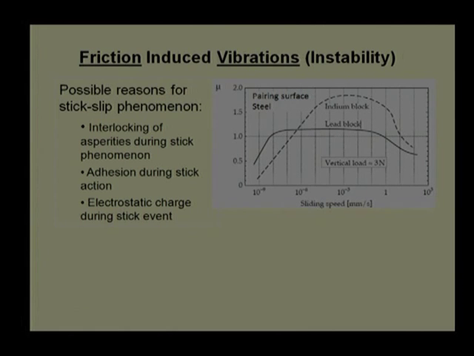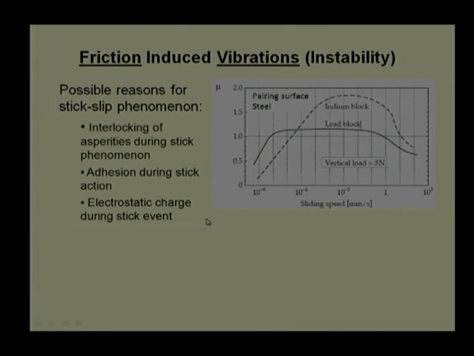The junction will be broken or sheared, and after some time they will be formed again. And last is the elastostatic charges. There is a molecular attraction, and they may not be making a cold junction, but they have an attraction force that will be broken and again reform, again broken and again reform.